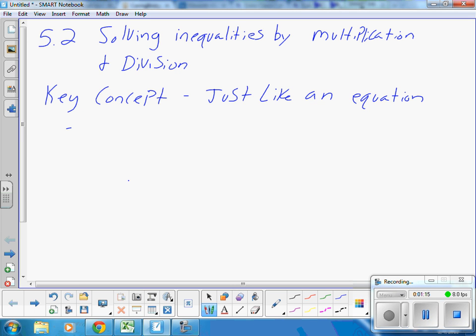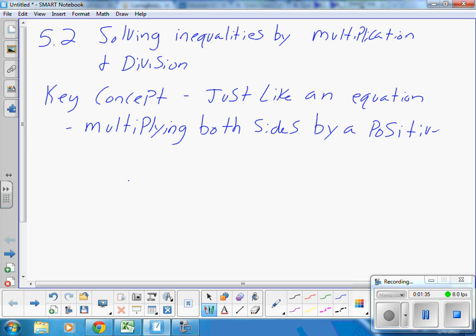So, multiplying both sides by a positive number, the inequality stays the same. Or stays true.